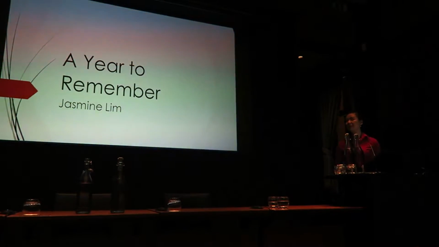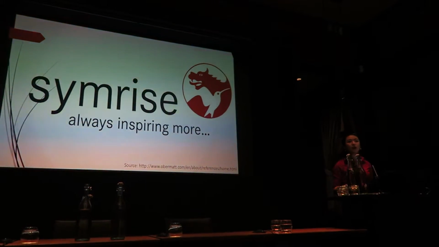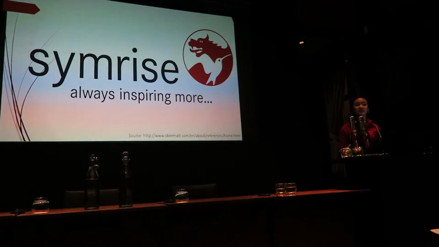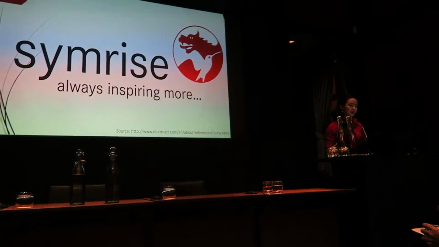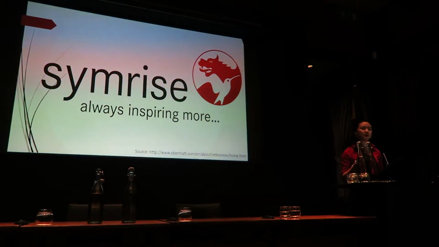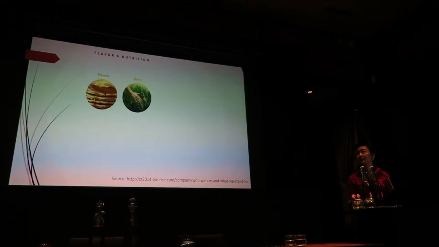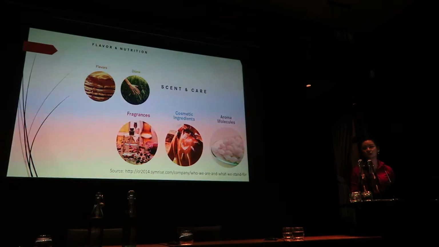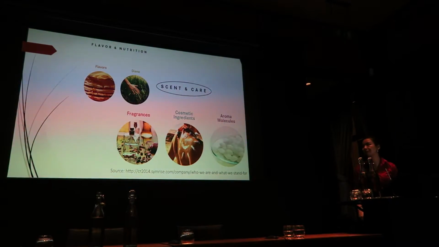Jasmine Lim, and the company that I was working for is called Simrise. So Simrise is a flavor and fragrance manufacturer as well as a cosmetic active ingredient supplier. They have two major segments. They have the flavor and nutrition segment, and then they have the scent and care segment. Obviously, as a cosmetic science student, I was working in the scent and care segment.